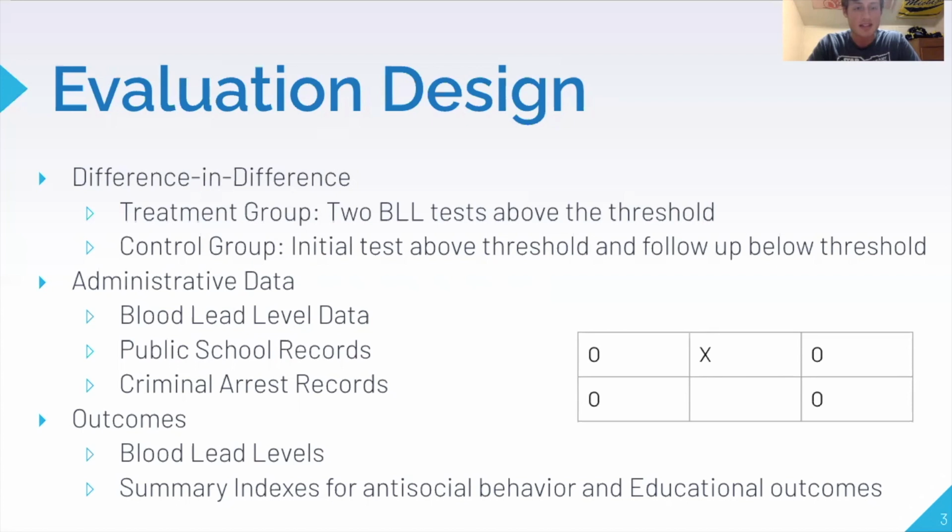The administrative data used is the blood lead level data. We have public school records in Charlotte, as well as criminal arrest records in Mecklenburg County. So the outcomes we're examining are blood lead levels, and then they used the public school records to create a summary index for educational outcomes and the criminal arrest records to make a summary index for antisocial behavior.